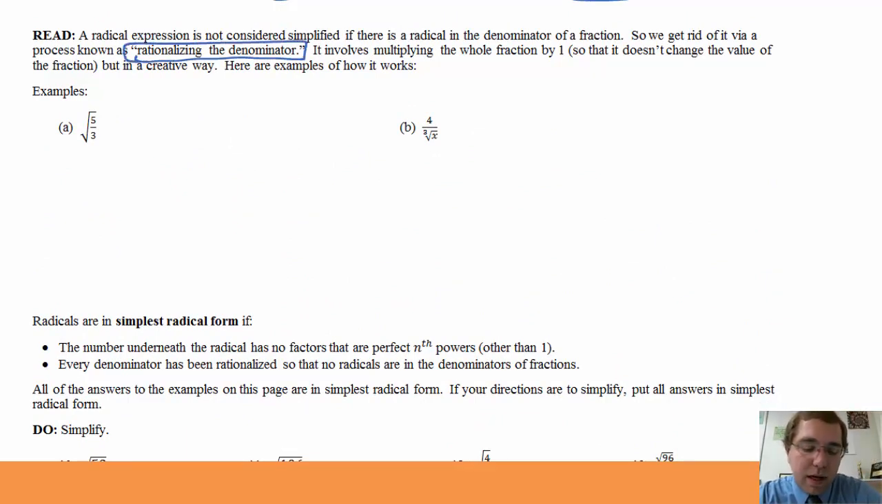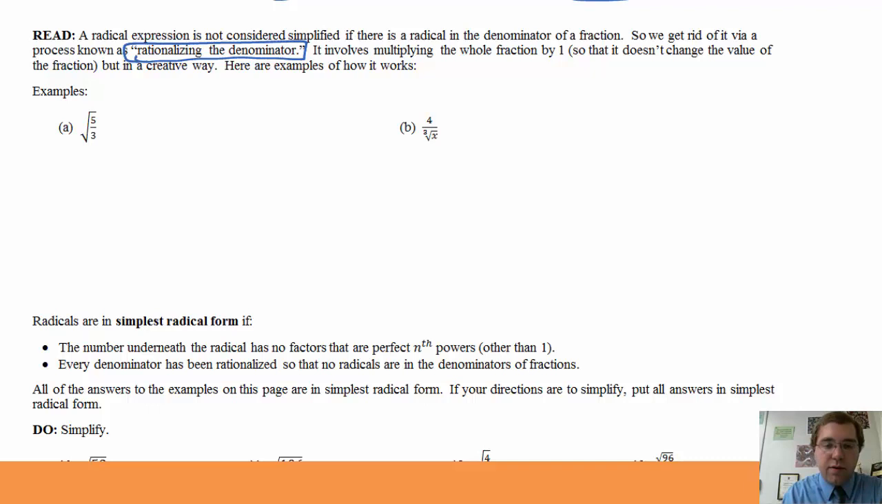Rationalizing the denominator means multiplying the whole fraction by 1, because multiplying anything by 1 doesn't change it. So I'm allowed to multiply it by 1, but I'm going to do so in a creative way, a way that manipulates the way the fraction looks. So here's how to do it.